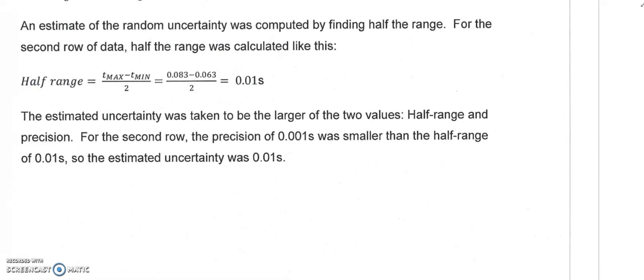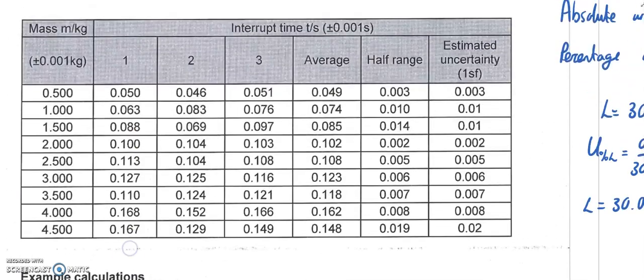So, in our example, for the second row, the precision is smaller, the resolution, that should say, resolution. The resolution is smaller than the half range, so the estimated uncertainty is the bigger of the two, which in this case is 0.01 seconds.